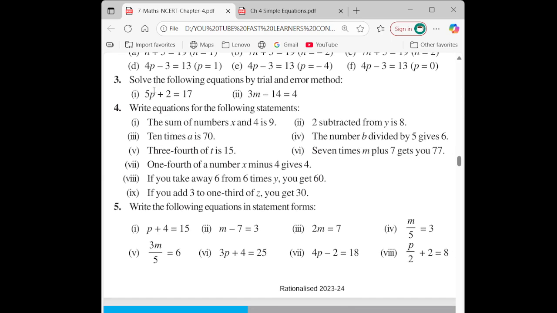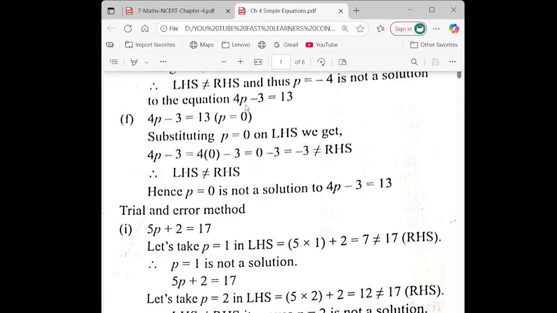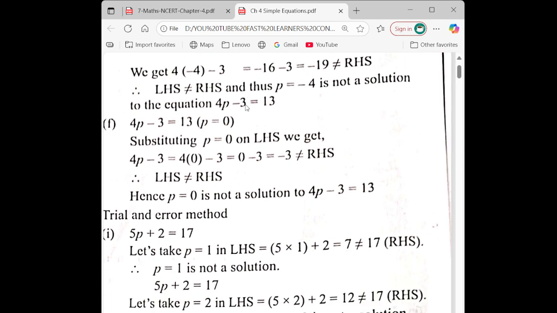Here we are going to use the trial and error method. What is a trial and error method? At the place of P, we will be taking P equal to 0, minus 1, minus 2, minus 3, minus 4, or maybe P equal to 1, 2, 3, 4, one by one, and we will check which value of P gives us 17 as the answer. That is known as the trial and error method, where you keep different numbers and keep on checking which number gives you the answer.